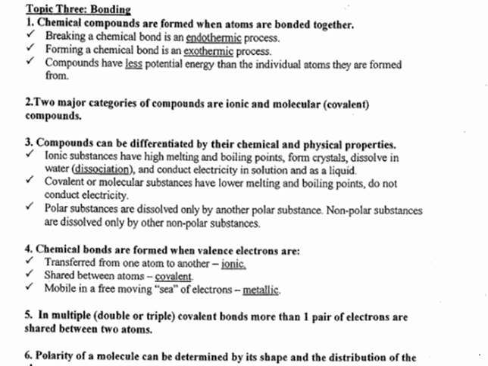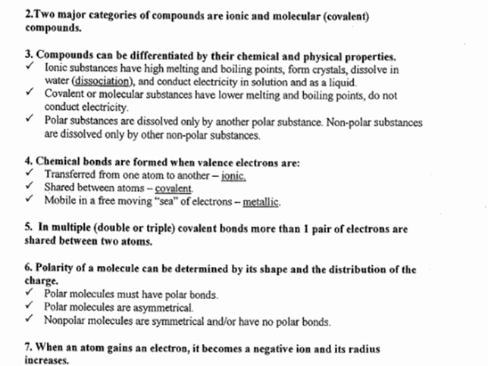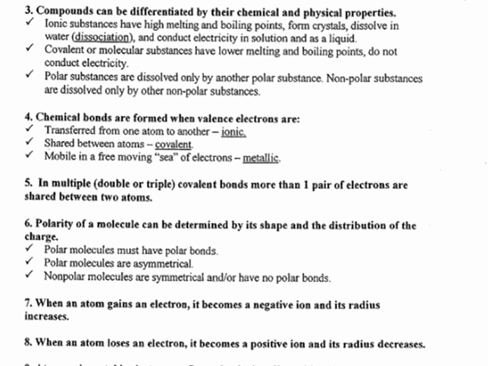This is topic 3, bonding. Bonding is an extremely important concept. Elements will form a bond in order to release energy. The releasing of energy is exothermic, so the compound will have less potential energy than before, and it will then become more stable. We really have to understand the difference between ionic and molecular bonding.